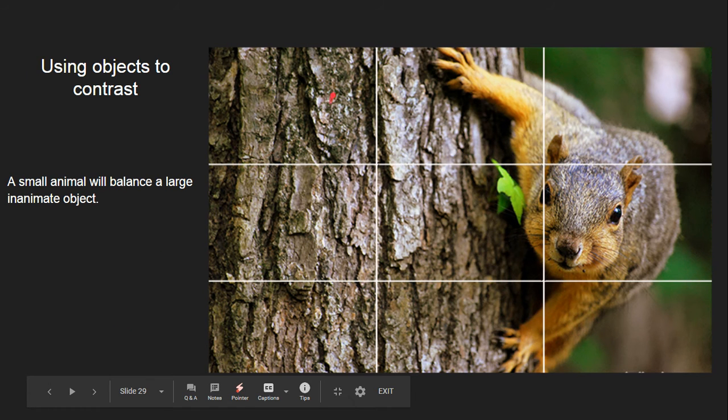Here is a grid applied to it using objects to contrast. So we have the bark, we have the squirrel, we have the green, we have the light green. We have intersect lines over the squirrel that's in focus, obviously the focal point of the subject. We have intersect lines on the bark. We have two horizon lines that put the squirrel's face right in the middle of the picture on the right.